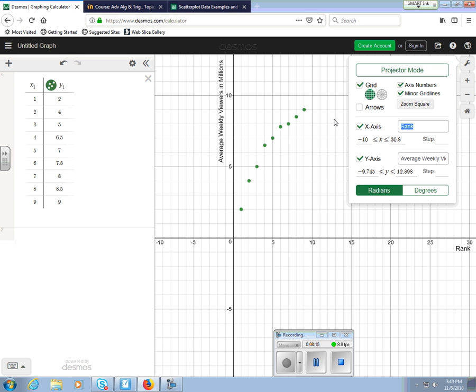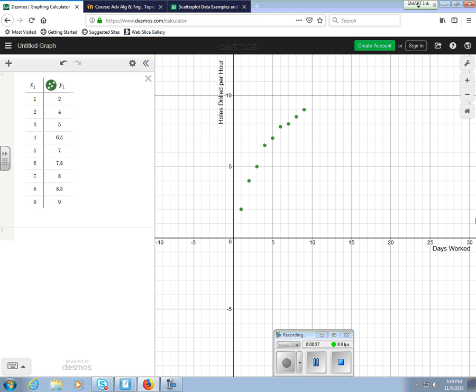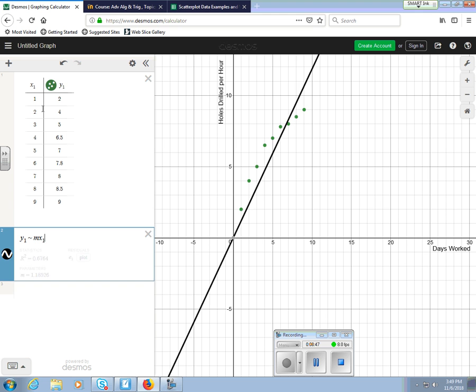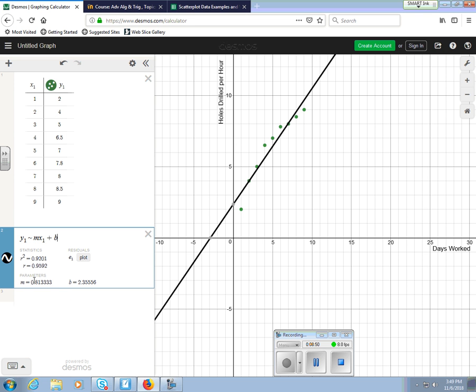The x-axis is basically going to be days worked. And then your y-axis is going to be the number of holes drilled per hour. And so for this one, it's a positive correlation. Again, we want to get that regression equation, so we're going to need y1, and then the tilde, and then mx1, and then plus b. And so again, it gives me the parameters, gives me the equation, so I have that.